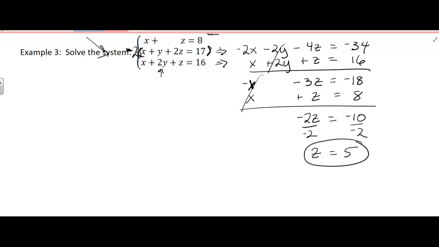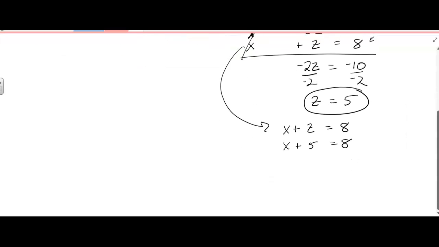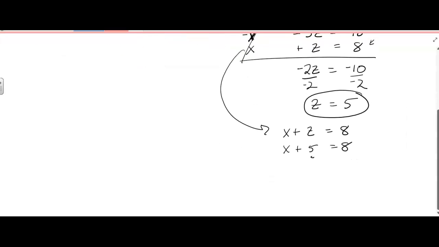Okay, so that's part of it right there. Now I have to go to some kind of xz equation. I could go to this one or this one. I'm going to use the one with the smaller numbers. So I'm going to say, where do I want to write this? x plus z equals 8. So I'm using that equation, but I know what z is. z is 5, because I just figured that out. All right, so now subtract 5 from both sides, and I get x equals 3.